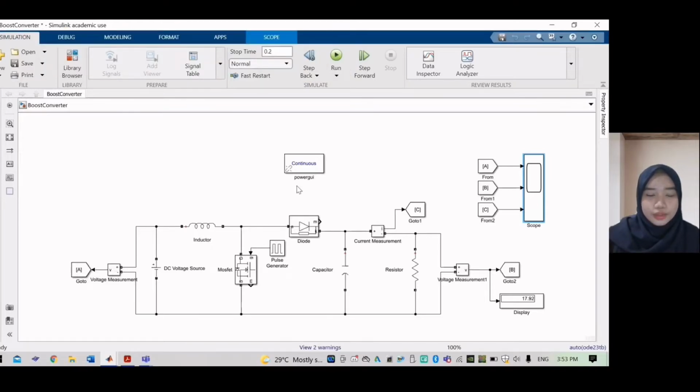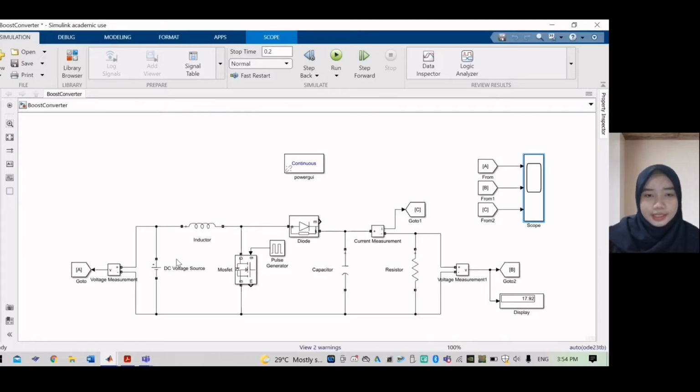So, this is our Simulink of our circuit. In the Simulink, we use the SimScape Electrical add-on to construct the circuit. The components that we use are inductor, resistor, capacitor, diode, MOSFET, and DC voltage source. And the tools that we use are current measurement, voltage measurement, the display, and the scope. We use the scope to get the graph.